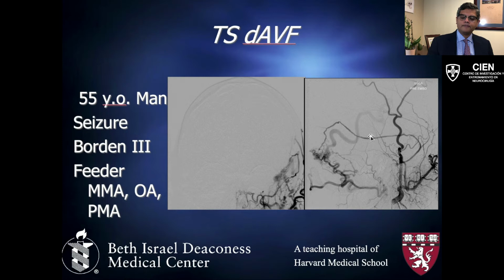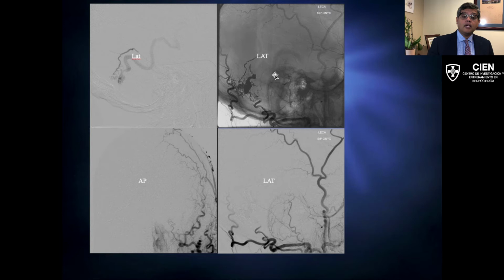And you can see that initially we attempted to embolize it to the middle meningeal artery, and you can see also to the occipital artery here, but the middle meningeal artery was what was successful. And you can see that it was completely obliterated. So these are classic examples of patients who were embolized to the middle meningeal artery.